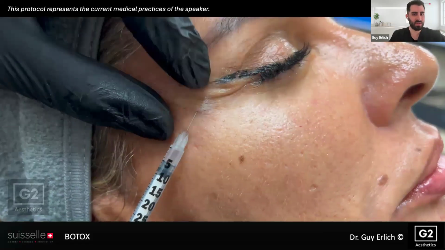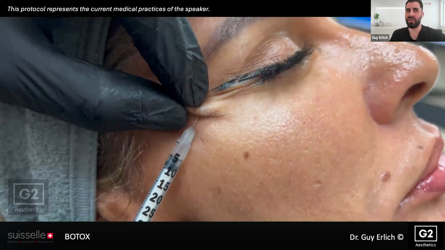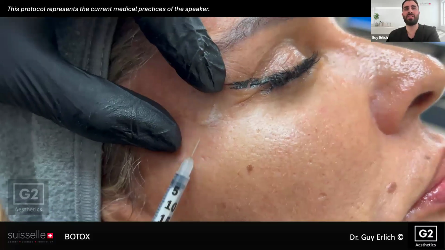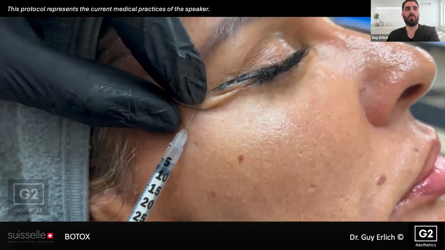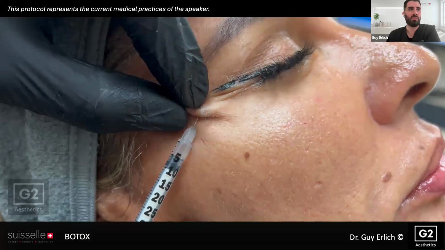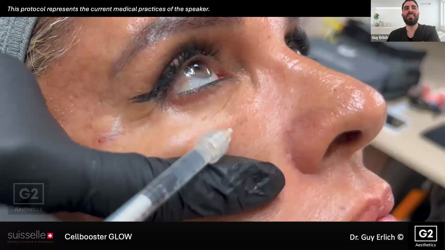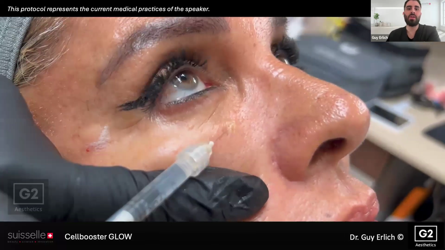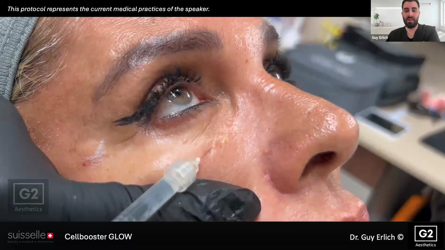So again, Botox is primarily the first one to inject because it's the deepest of all of the products that I inject, without relation to filler, and then I inject Cell Booster Glow with glutathione and cysteine.